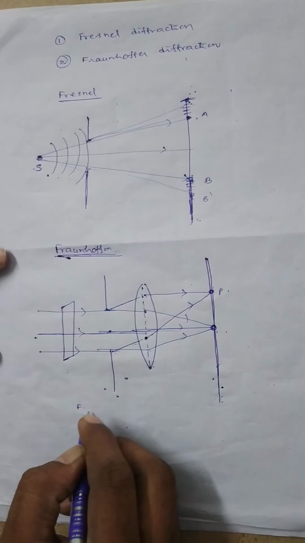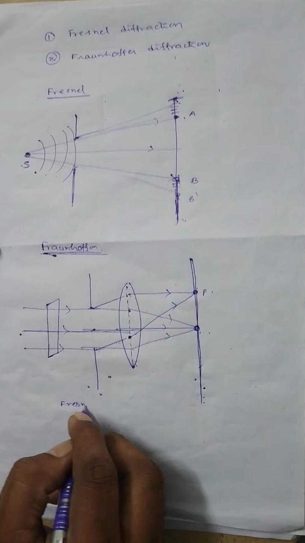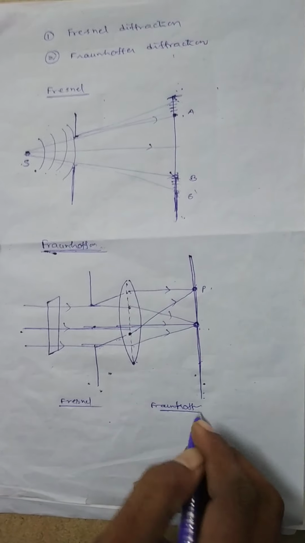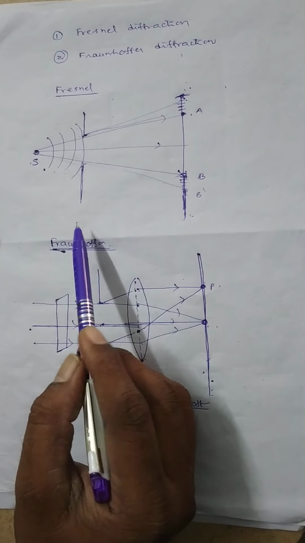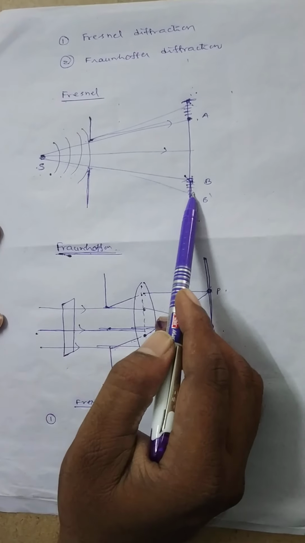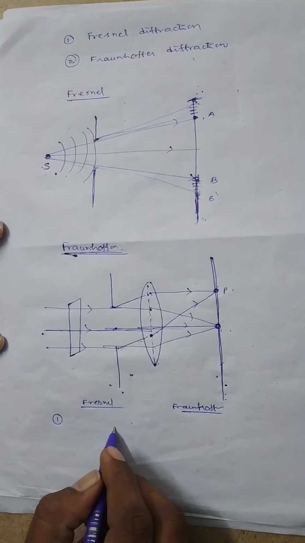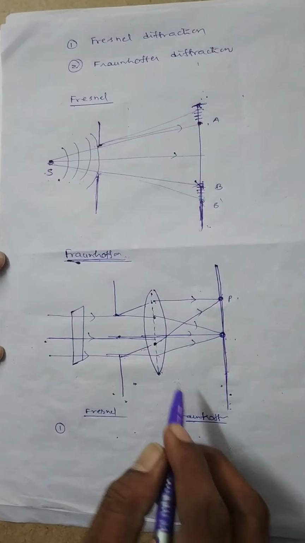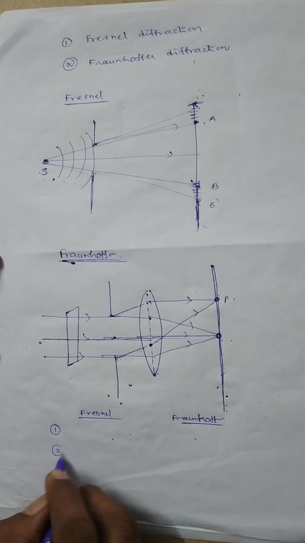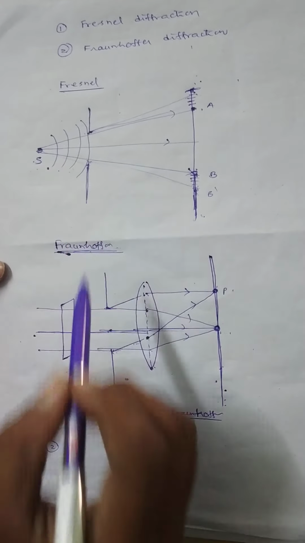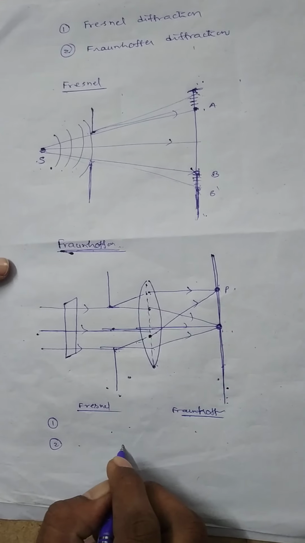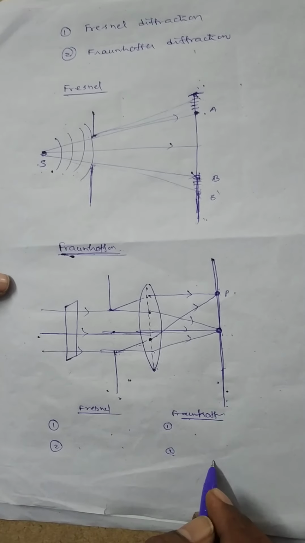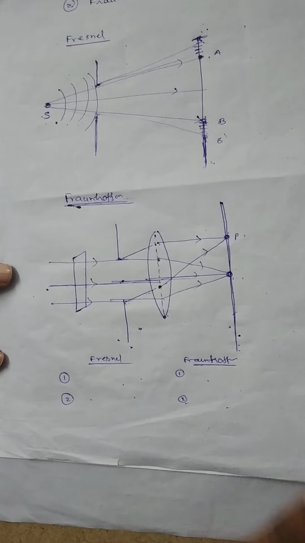See here, what are the differences between Fresnel and Fraunhofer diffractions? First one, in Fresnel diffraction the source and screen are kept at finite distance from the slit. In Fraunhofer diffraction, the source and screen are compulsorily kept at infinite distance from the slit. Second one, the nature of the wavefront in case of Fresnel is either spherical or cylindrical. But in case of Fraunhofer diffraction, the nature of the wavefront is plane wavefront.